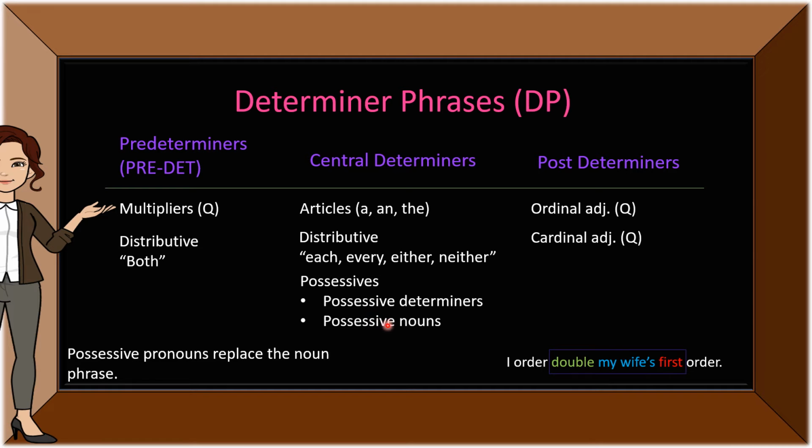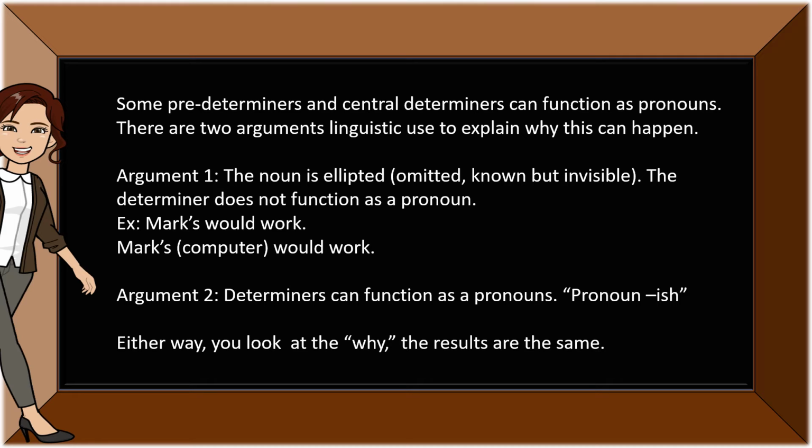Let's look at some more crazy examples. Some predeterminers and central determiners can function as pronouns. There are 2 arguments linguists use to explain why this can happen. Argument 1. The noun is ellipted, omitted, known, but invisible. The determiner does not function as a pronoun. Example. Mark's woodwork. Mark's computer would work. Computer is omitted.